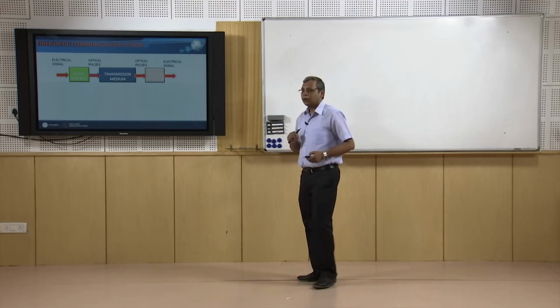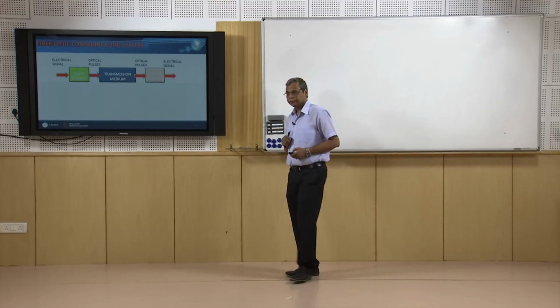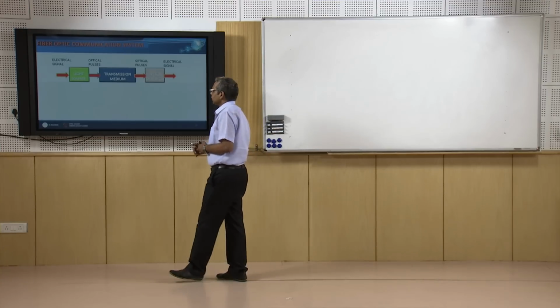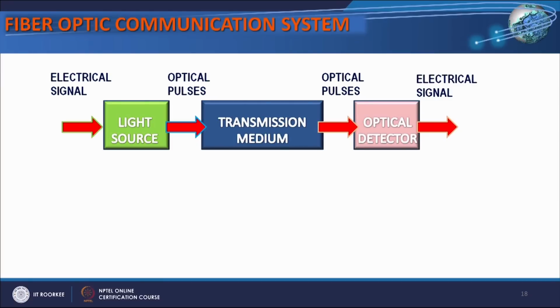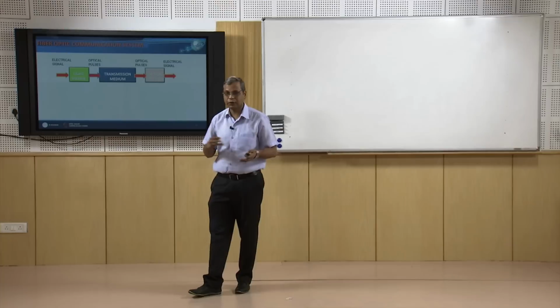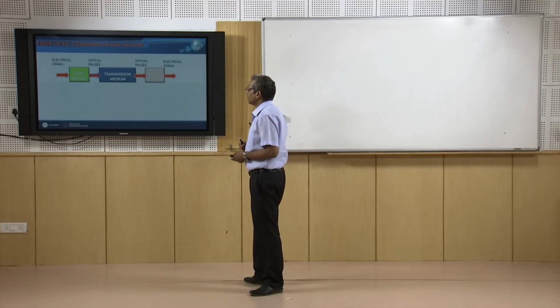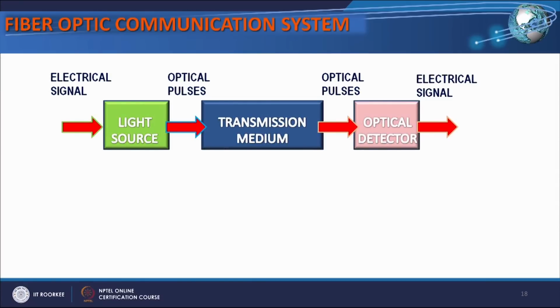Now, let us look at fiber optic communication system and what we are going to do in this course. This is a typical block diagram of optical fiber telecommunication system, where we have electric signal. So, whatever data we want to send, it is converted into electric signal, whether it is voice data or image or a video. So, we have electric pulses.